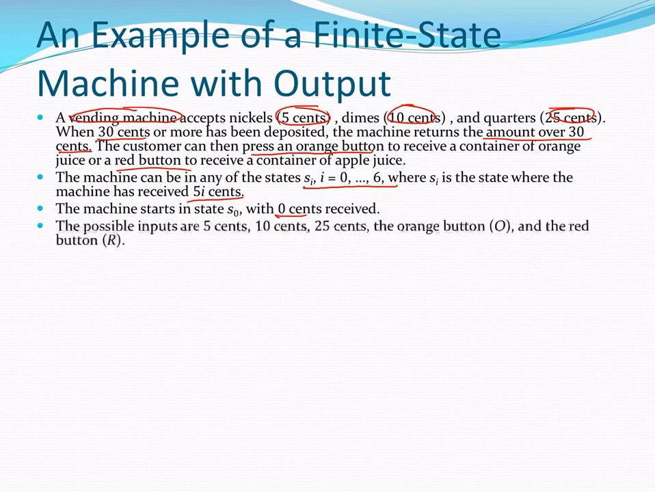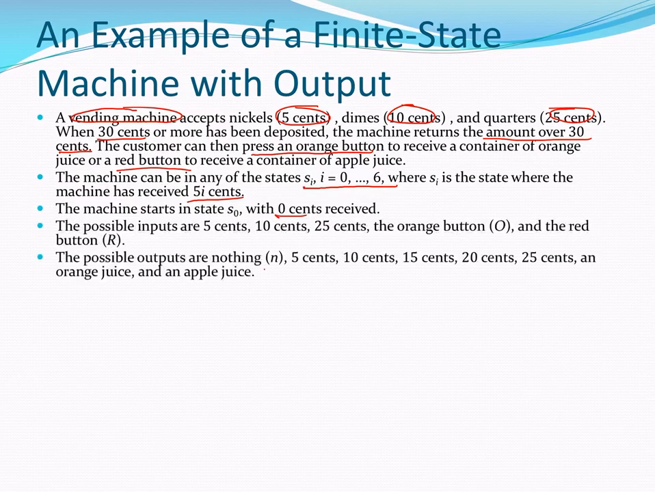Again, our inputs are nickels, dimes, and quarters, an orange button, and a red button push. Outputs are nothing. You can have nothing happen when you put an input in. You can get money back as change, 5, 10, 15, 20, or 25 cents in change. And then, of course, hopefully, you'll get your orange juice or your apple juice as an output.